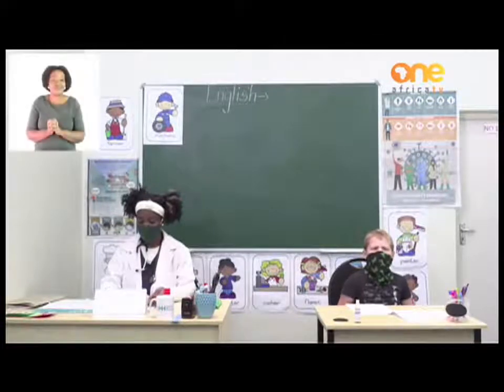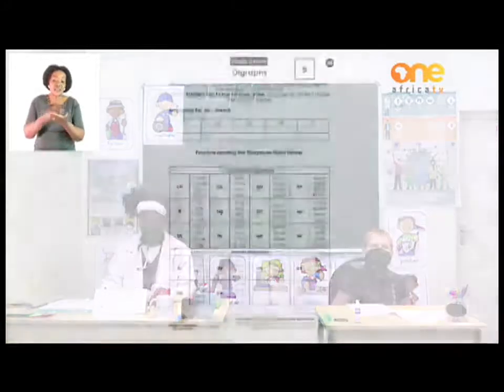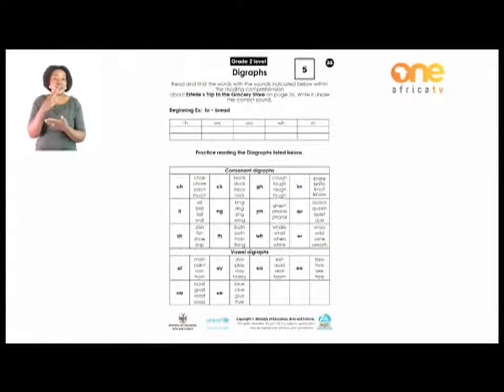All right, I would like for us to turn to page 25, grade 2 level, digraphs. Let us read the instruction. Read and find the words with the sounds indicated below within the reading comprehension about Estelle's trip to the grocery store on page 26, write it under the correct sound. For example, the br sound is for bread. So we have to find all the sounds in the reading comprehension on the following page.